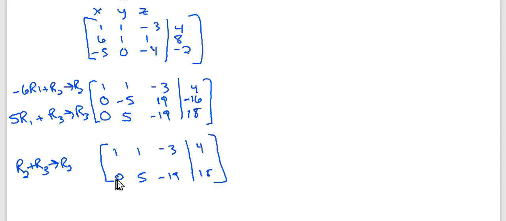I may end up switching these equations because I really want a 0 down here, and that's what I'm going to get. 0 plus 0 is 0. Negative 5 plus 5 is 0. 19 plus negative 19 is 0. Negative 16 plus 18 is 2. Well, that is interesting. That gives me 0 equals 2.